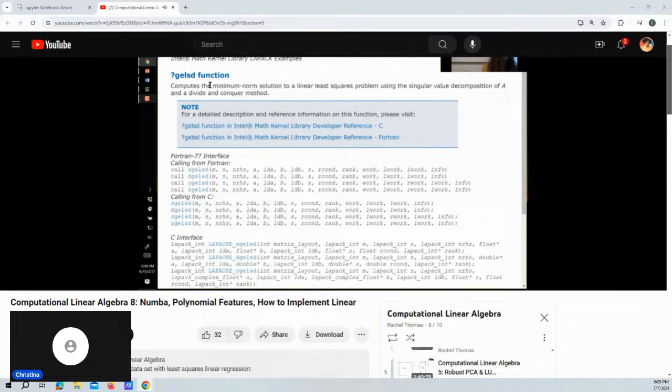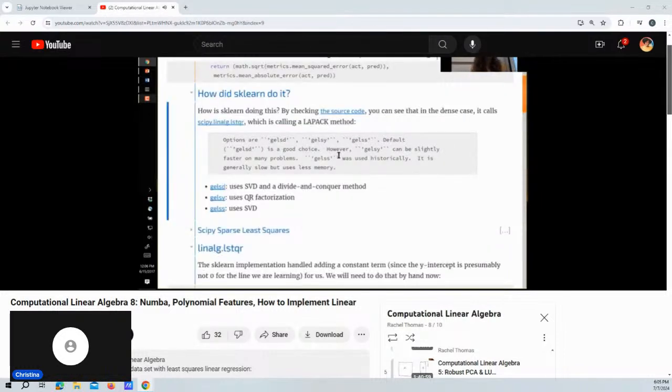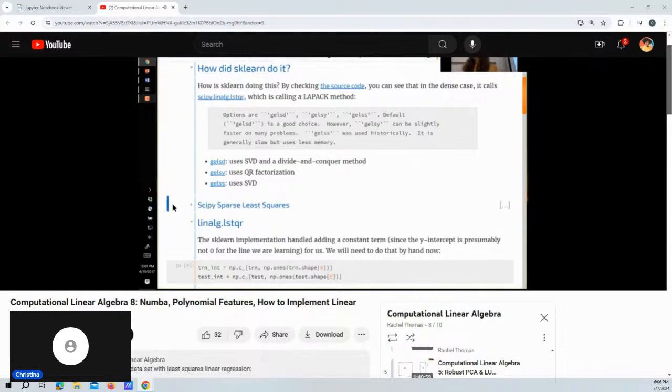And then just here, I did not get into the details of this at all. You can get the very basic idea: this computes the minimum norm solution to a linear least squares problem using the SVD decomposition and a divide and conquer method. The key thing here is I didn't want you to get into the details at all, but I do want you to feel comfortable looking at SciPy's source code, and particularly reading the comments in there, because they can be helpful. And just to show that there are these 3 different methods that could be happening under the hood.